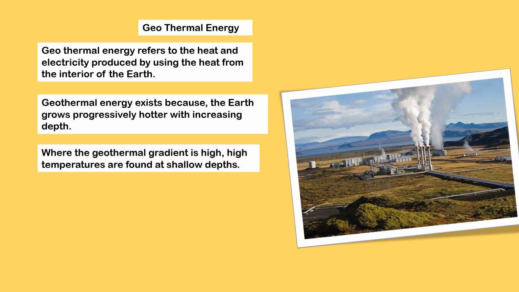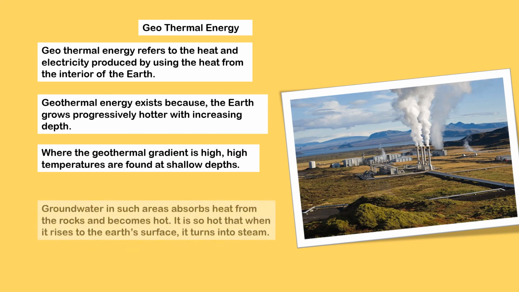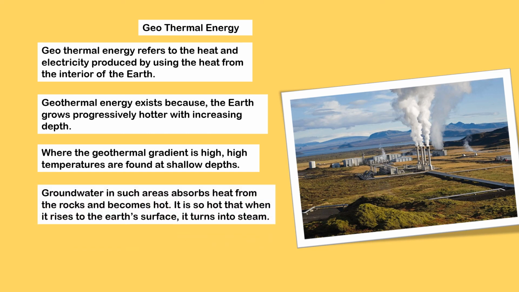Where the geothermal gradient is high, high temperatures are found at shallow depth. Shallow means it's not that deep, right? Groundwater in such areas absorbs the heat from the rocks and becomes hot. It is so hot that it rises to Earth's surface, where it turns into steam.